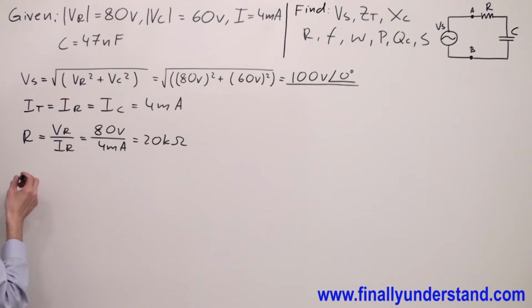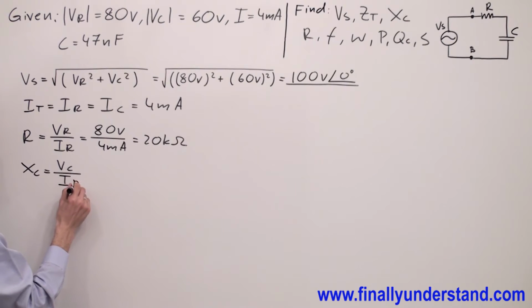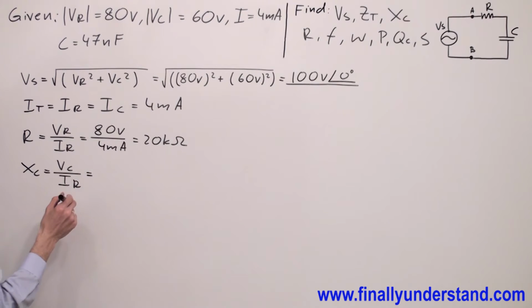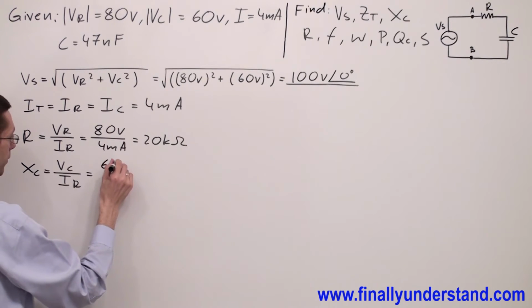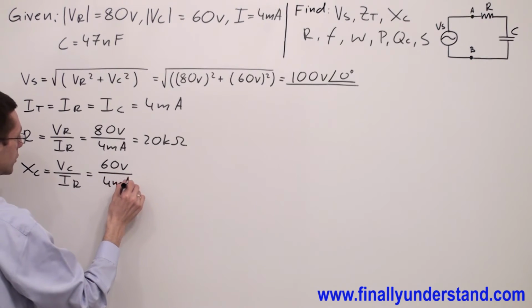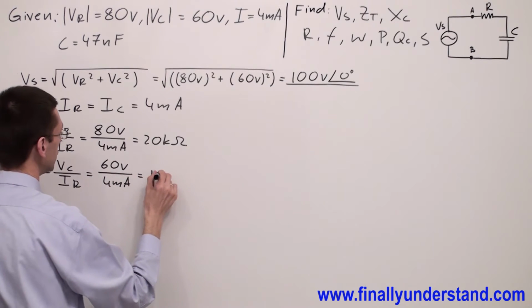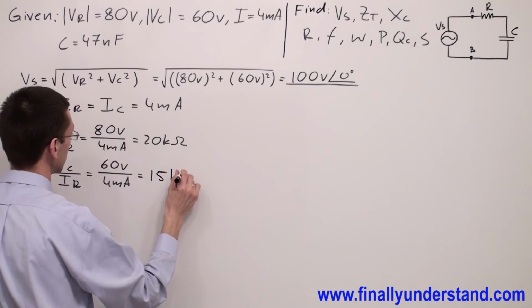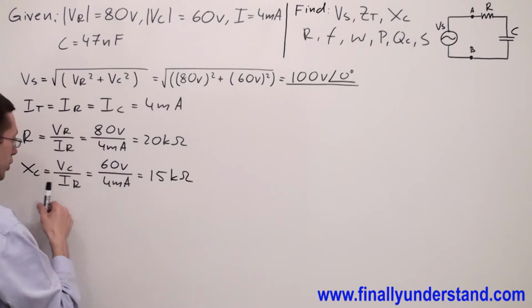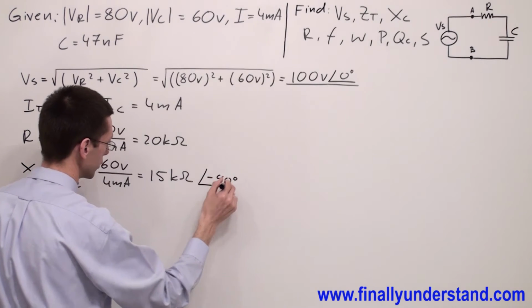Next, I can find X of C. X of C is equal to voltage across the capacitor over the current which goes through the capacitor. VC is equal to 60 volts over 4 milliamps. This is equal to 15 kilo ohms, and remember X of C goes always with angle of negative 90 degrees.